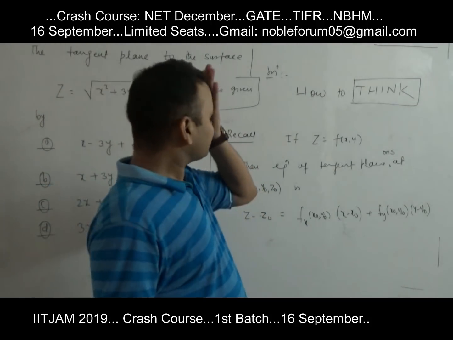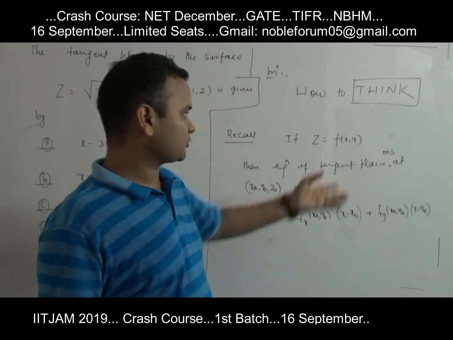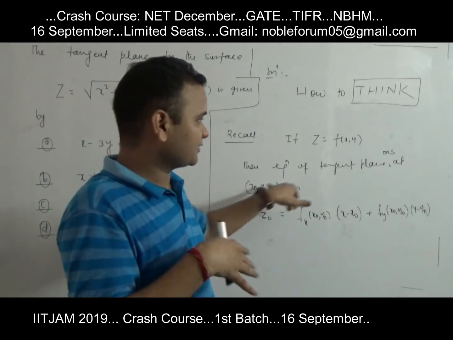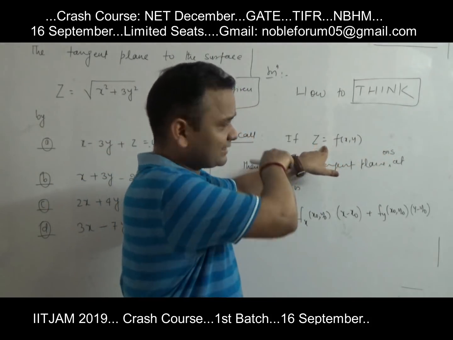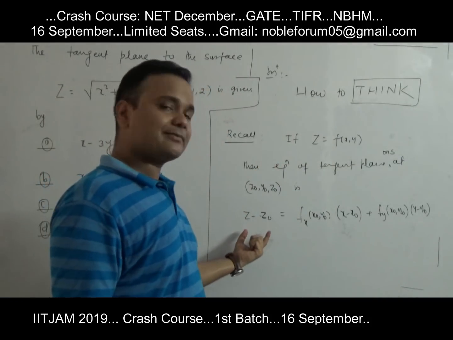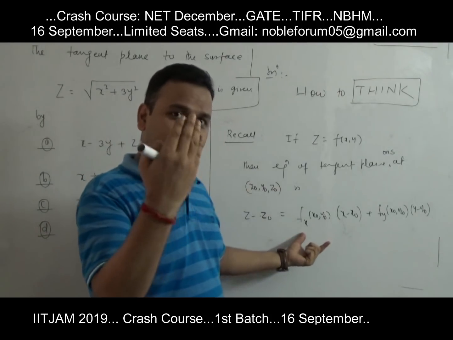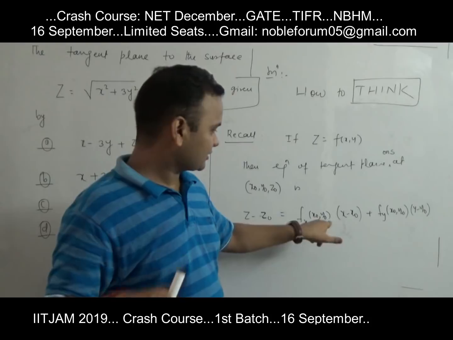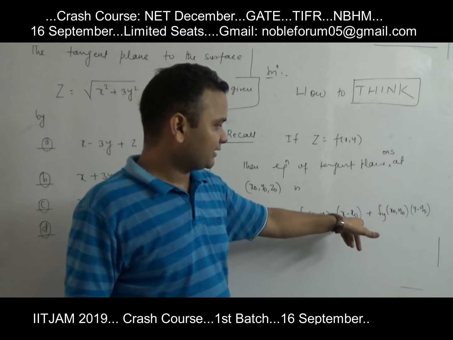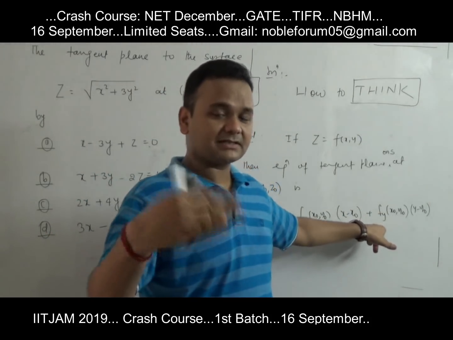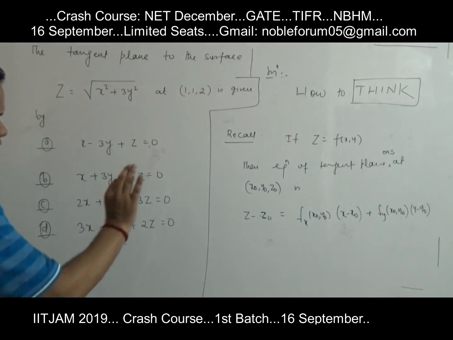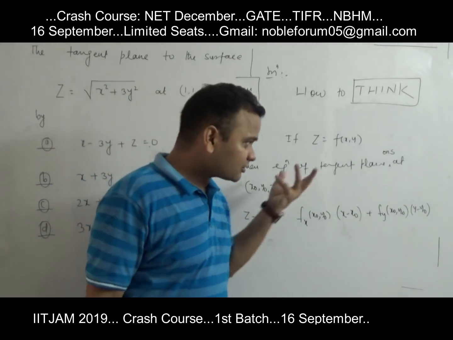So if z equal to f(x,y) is your surface, then the equation of the tangent plane at this point on the surface S. What is the surface S? S is the surface given by this equation. So z minus z naught is equal to the partial derivative of f with respect to x at the point (x naught, y naught), because we are dealing with a function of two variables, times (x minus x naught), plus the partial derivative of f with respect to y at this point, multiplied by (y minus y naught). So this is the equation of the tangent plane. You can also prove that.